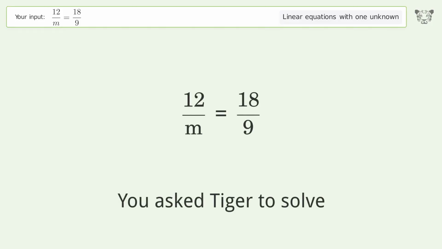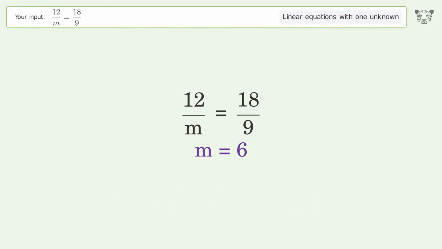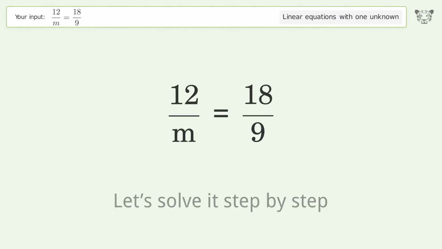You ask Tiger to solve. This deals with linear equations with one unknown. The final result is m equals 6. Let's solve it step by step.